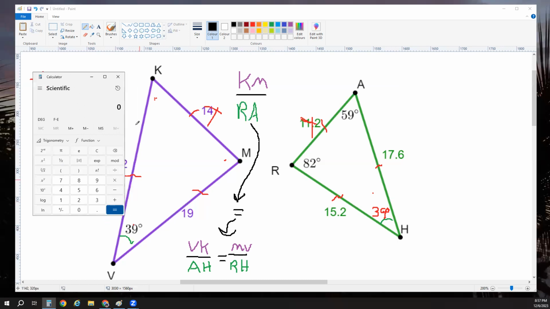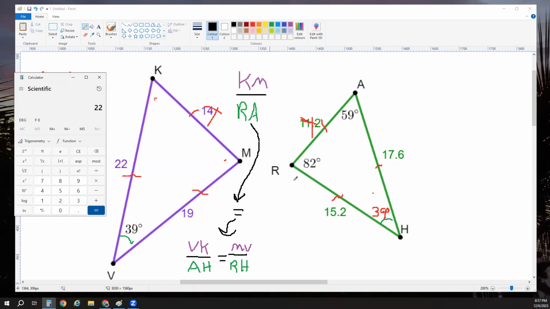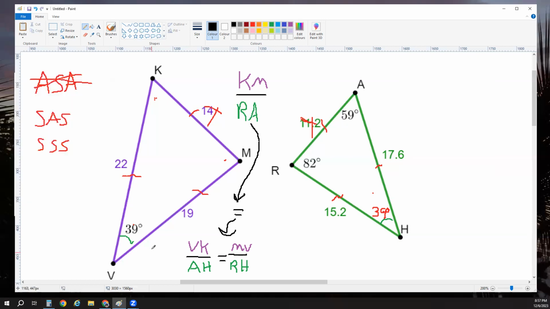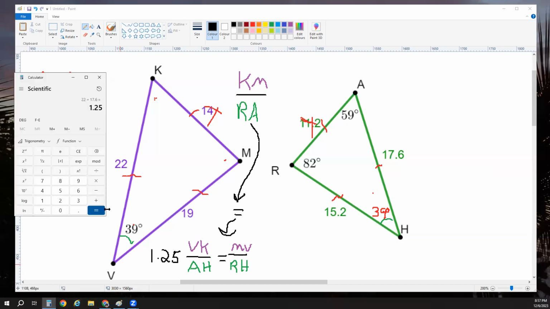All right, so my VK is 22 divided by 17.6. This is like 1.25. That's 1 1/4. That's a nice convenient number. All right. Clear that guy.